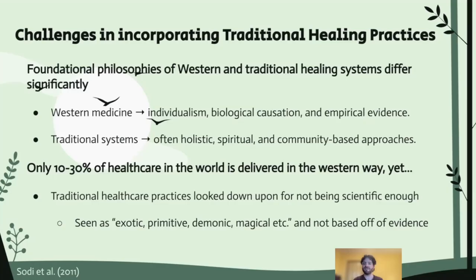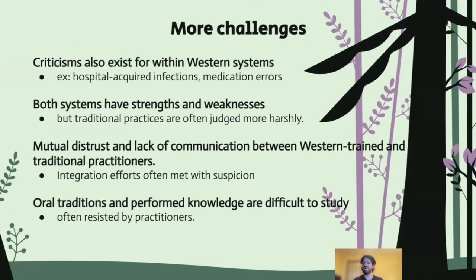Only 10 to 30% of healthcare in the world is delivered in the Western way. Yet traditional healthcare practices are looked down upon for not being scientific enough. Some of the terms used in the research to describe the traditional systems were exotic, primitive, demonic, and magical, and we're criticizing them for not being based off of evidence. But the Western system is not free of criticism either. There are hospital-acquired infections, and there are errors with medication that were highlighted. So both systems have strengths and weaknesses, but the traditional practices are often viewed more harshly.